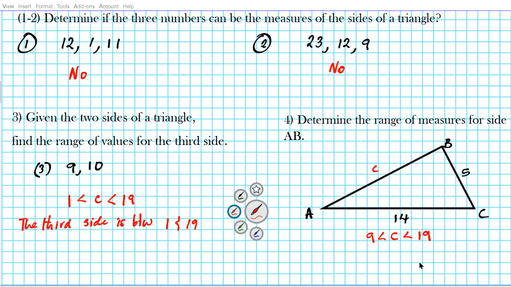All right, if you want to write a statement for that, we're simply going to say AB measures between what? Between 9 and 19. So that's the range that we have.